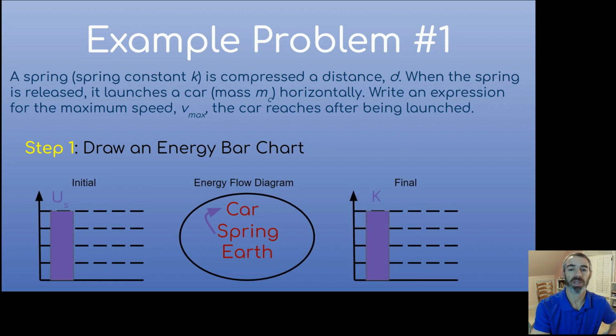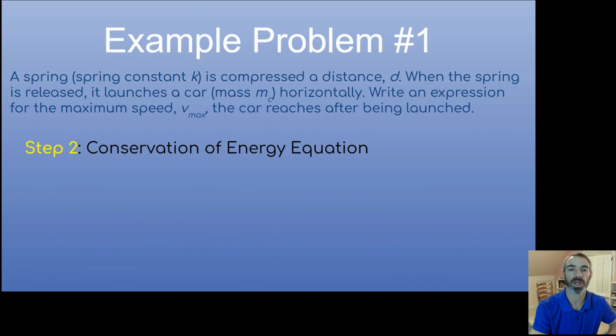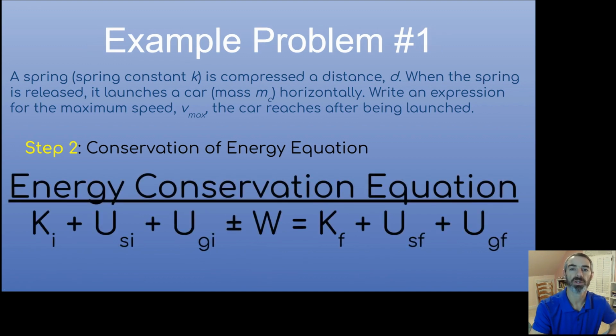So Us is the initial situation. The spring transfers energy to the car, giving it kinetic energy. So step one, drawing our energy bar chart, is complete. Step two, conservation of energy equation.